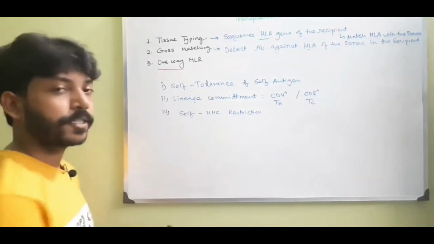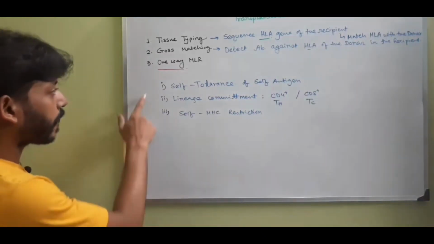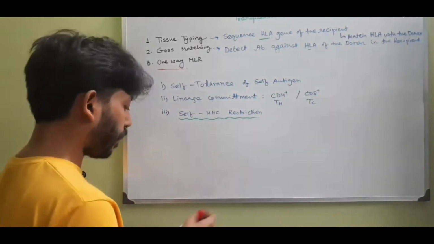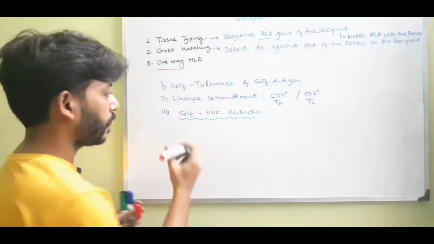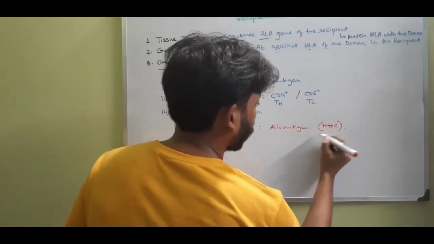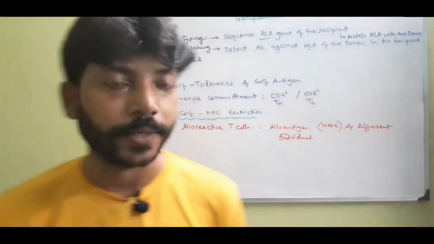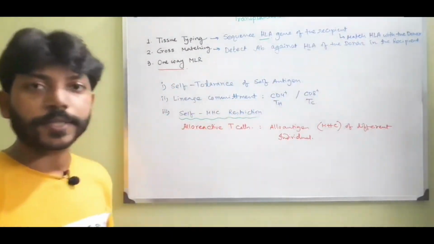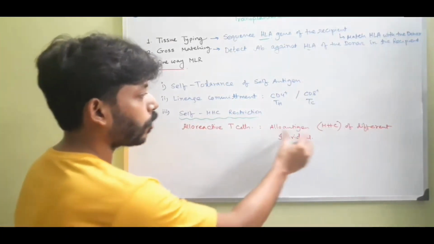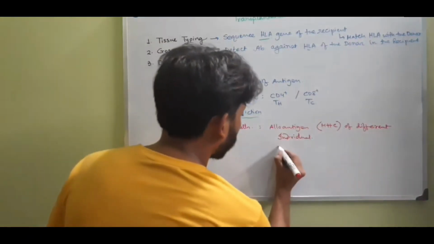So self-MHC restriction is important because those T cells that are developing must agree with these three terms and conditions. Now I am telling you that some alloreactive T cells are present that can recognize different MHC molecule, alloantigen of a different individual. That is very unusual. You have to think about it. So how could this happen? Because these cells are self-MHC restricted. They can only recognize their own MHC molecule. So how do they recognize this allogenic MHC molecule?